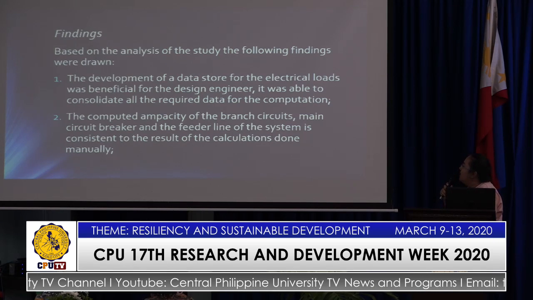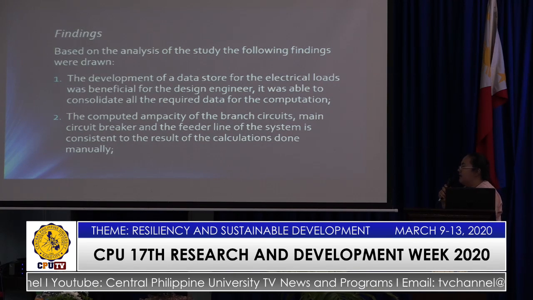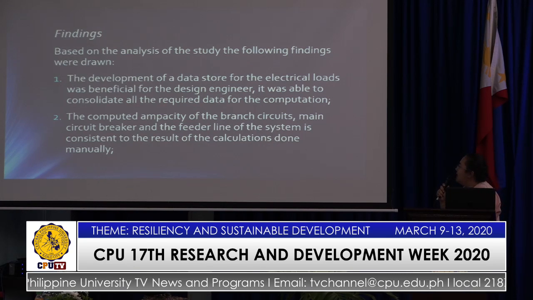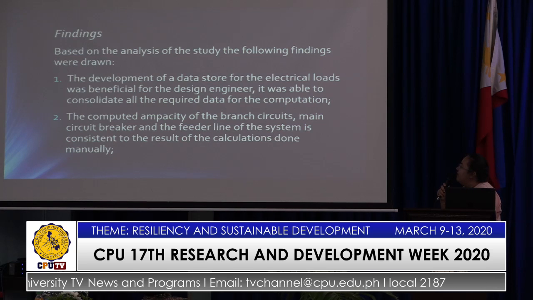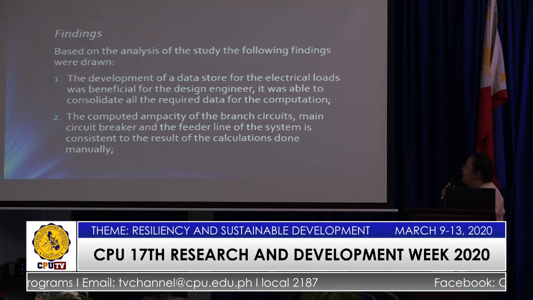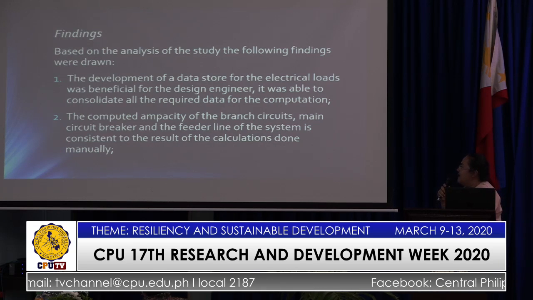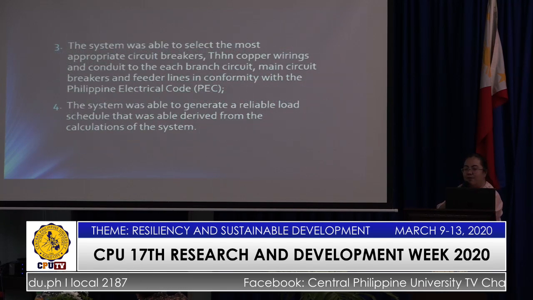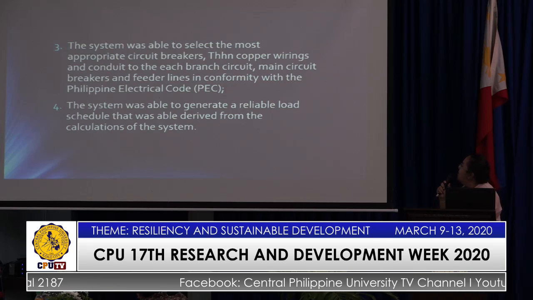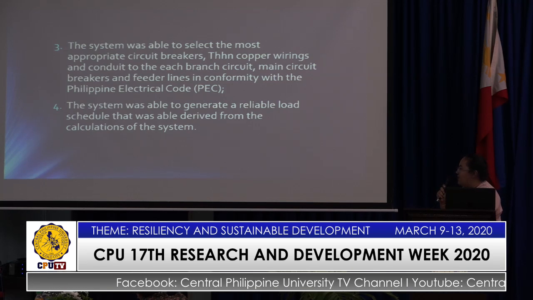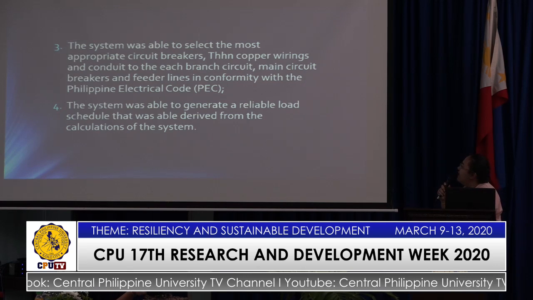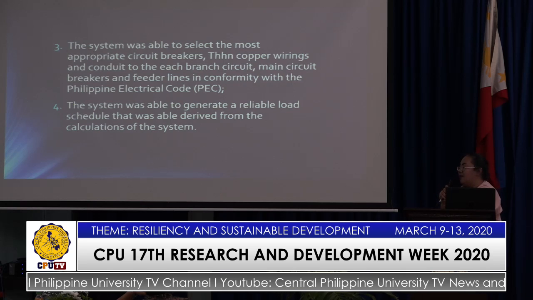So, findings. Based on the analysis of the study, the following findings were drawn. Number one, the development of a data store for the electrical loads was beneficial for the design engineer. It was able to consolidate all the required data for the computation. Number two, the computed ampacity of the branch circuit, main circuit breaker, and feeder lines of the system is consistent with the result of the calculations done manually. Number three, the system was able to select the most appropriate circuit breaker, the THHN copper wirings and conduit for each circuit breaker, main circuit breaker, and feeder lines in conformity with the Philippine Electrical Code.